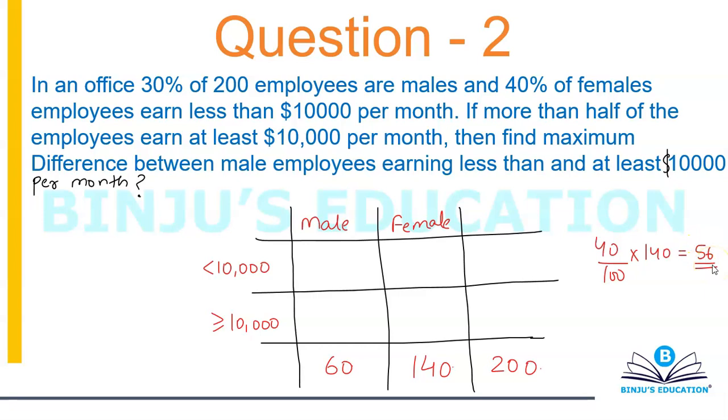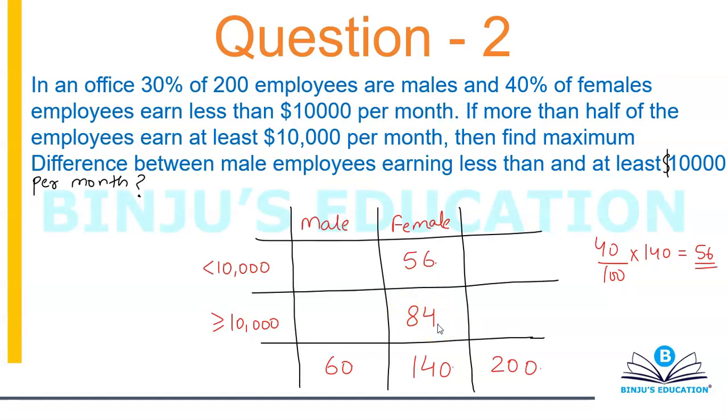40% of female employees earn less than 10,000. So 40% is 56, this will be 56. Now if 40% earn less than 10,000, that means the remaining 60% would be earning equal to or greater than 10,000. So this value will automatically become 84.